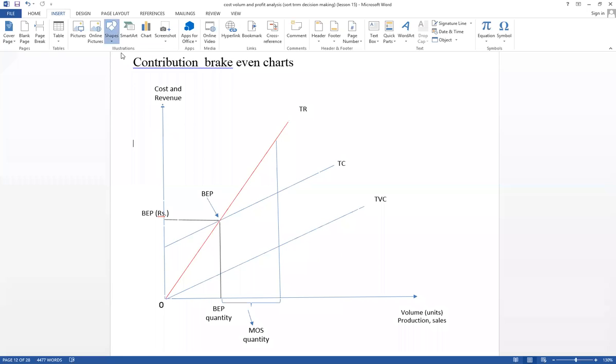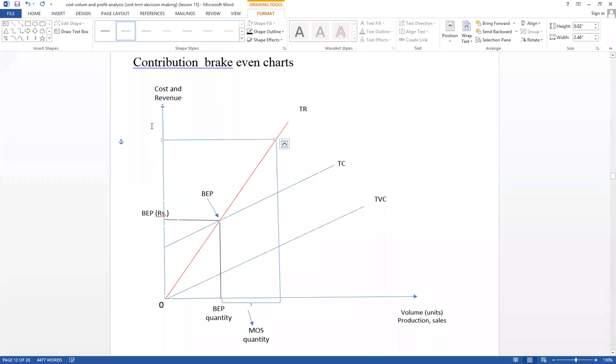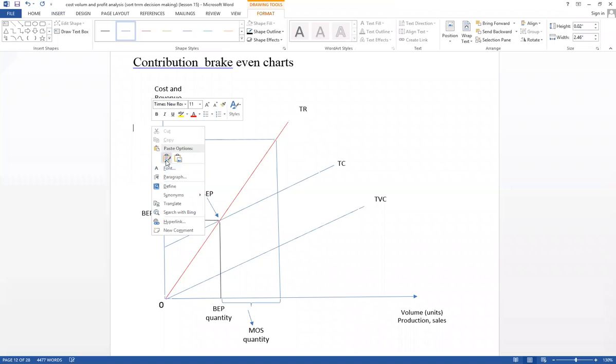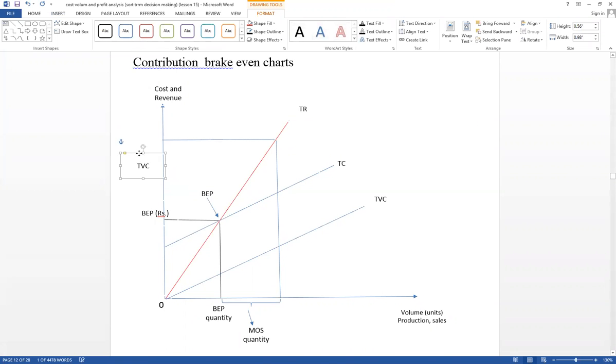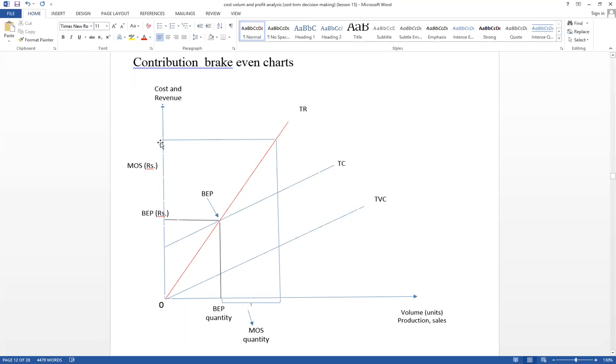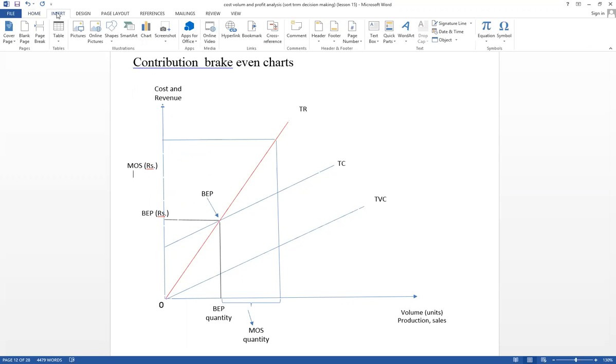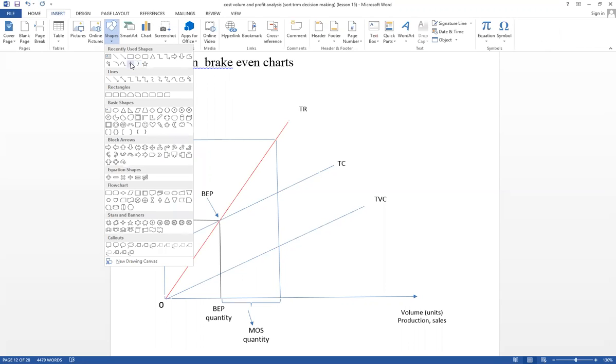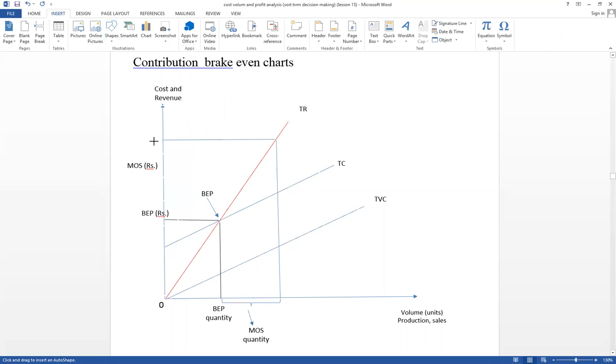Margin of safety value beyond the BP. Expected sales value minus break-even point value. Margin of safety value beyond the BP. MOS rupee value. Therefore, beyond the BP, try to recognize how to draw traditional break-even point charts as well as contribution break-even point charts.